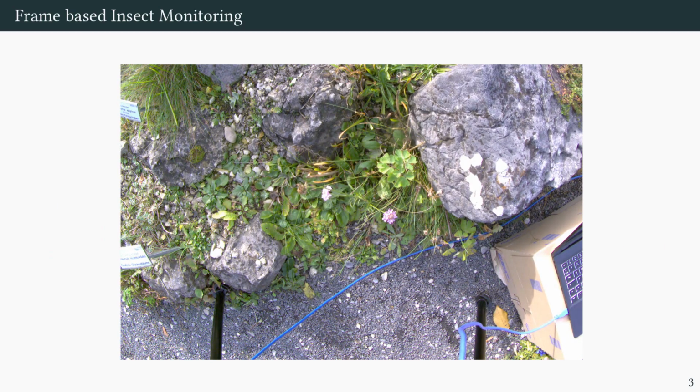As you can see, insects move relatively fast through cluttered and dynamic environments. Because of this, conventional RGB images have to be captured at increased frame rates for detection, which requires well-lit environments while also increasing power and storage consumption.